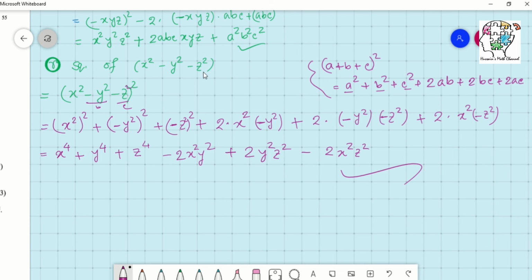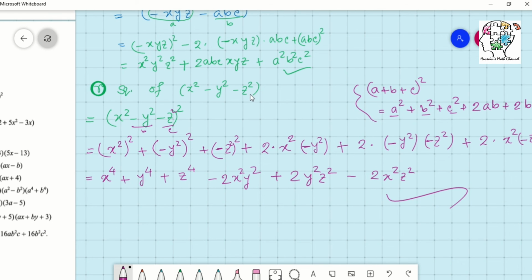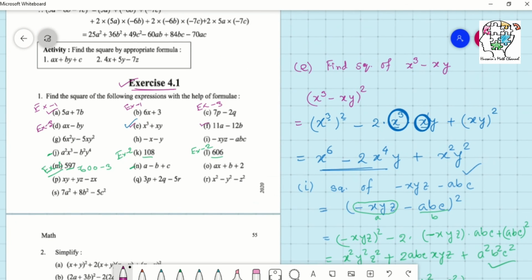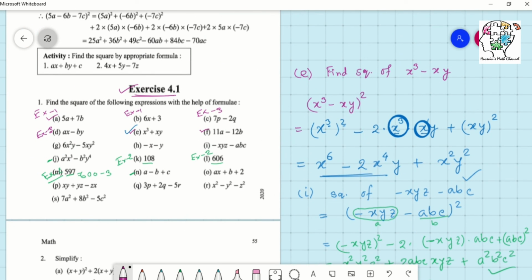I hope you understand. If you repeat this video again and again, you will gradually understand it. So we have already seen some maths from this chapter. We have finished R. So N, O, P, Q, R, S, all are the same kind. You can use the formula of a plus b plus c whole square, and you can get the formula from the next chapter, that means chapter 4.2.